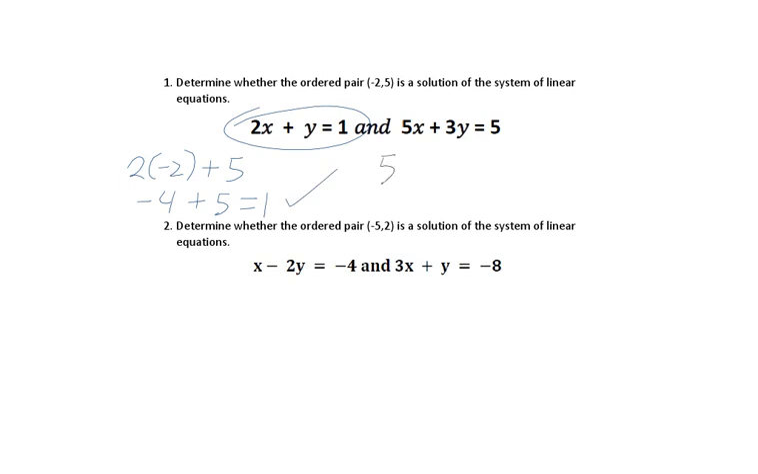Next, we'll do 5 times negative 2 plus 3 times 5. 5 times negative 2 is negative 10. 3 times 5 is 15. And that equals 5, which is also what they have. So the answer to this is yes.